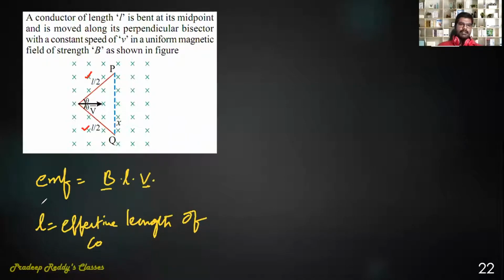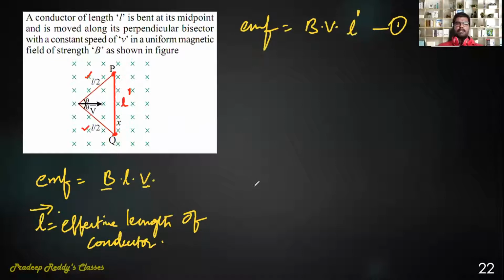And remember, this is a vector quantity. So whenever you are dealing with this vector, you should take it from P to Q, this displacement. So I am taking this as L dash. Okay, this length from P to Q, it is L dash. Therefore, EMF produced in this case is equal to B V into L dash. Let me take this as equation number 1.